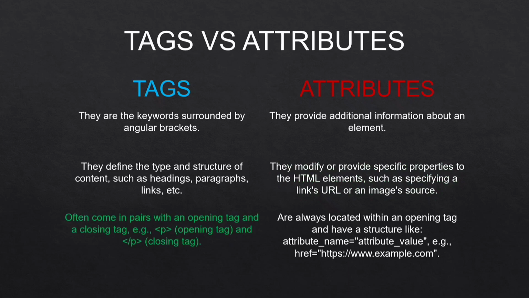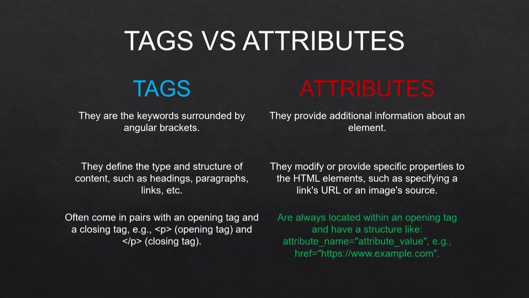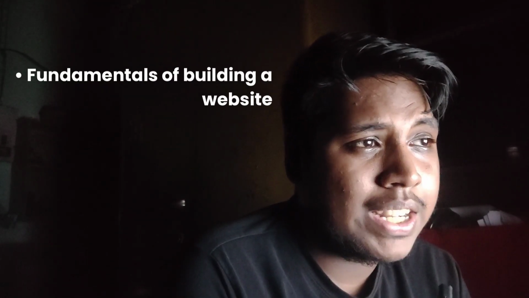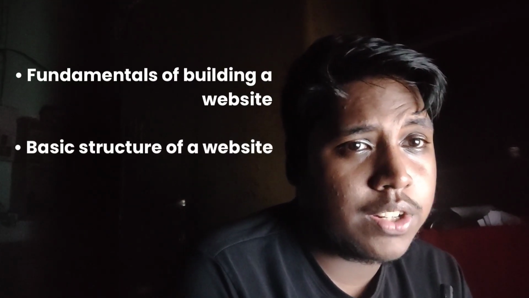Tags often come in pairs with an opening tag and a closing tag. For example, within the angular brackets there is P, which is basically an opening tag for paragraph. For the closing tag, the same is followed with a forward slash within. Whereas attributes are always located within an opening tag and have a structure, for example, attribute name equals the attribute value within double quotation marks. Now, with that being said, we know the difference between HTML tags and attributes. What we have basically covered in this module is the fundamentals of building a website and also the basic structure of a website.